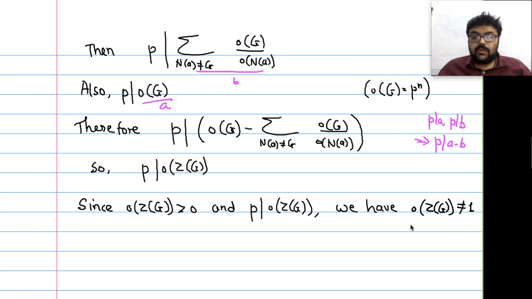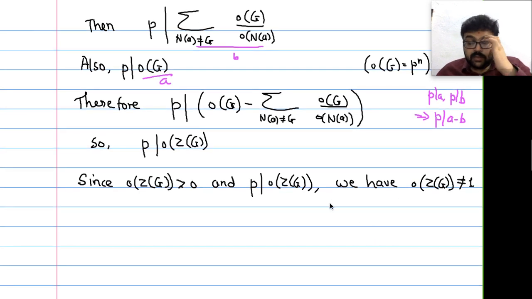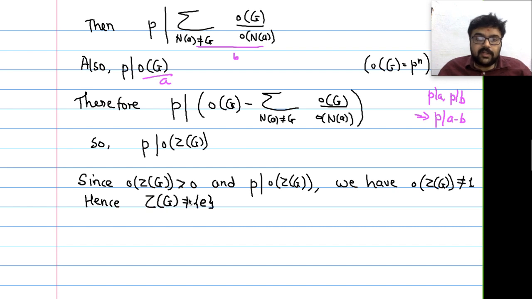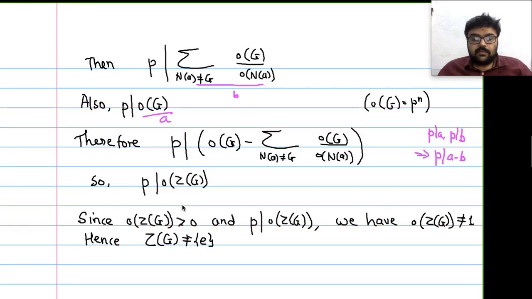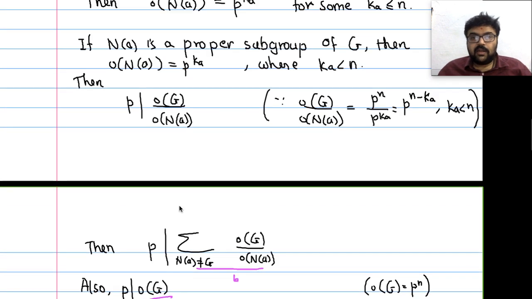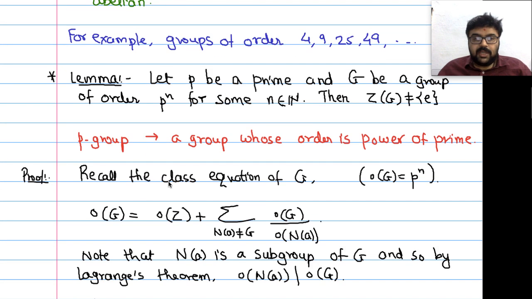It is positive, and some prime P divides the order, so the order cannot be 1, and hence Z(G) is non-trivial. So the order is not 1, so it is not the singleton identity. There will be an element in the center other than the identity. So whenever G is a p-group, a power of a prime, its center is always non-trivial.